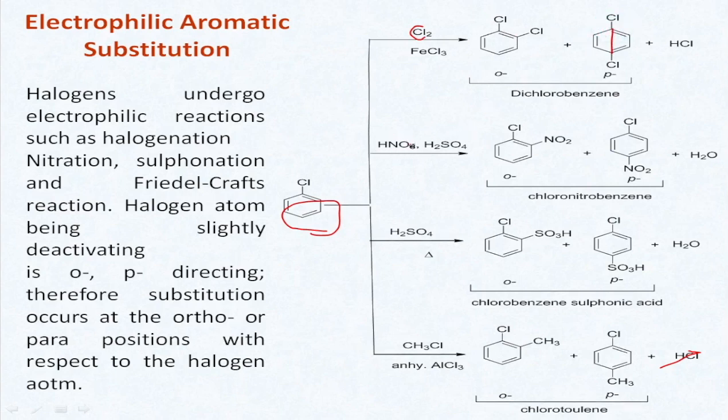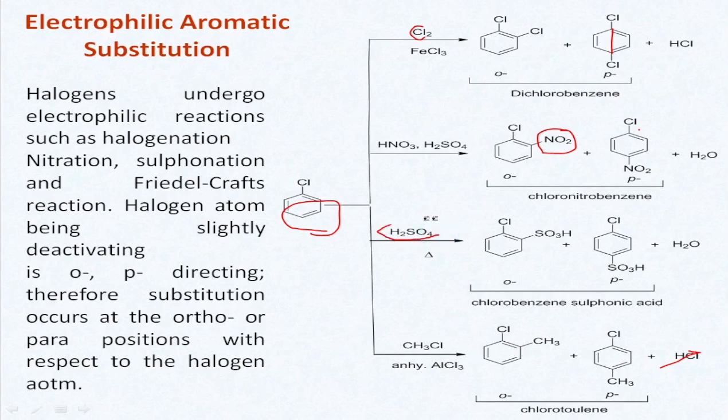Nitration: HNO3 reaction, on heating, adds NO2 at the ortho position. Ortho-chloronitrobenzene here, the second one, or para-chloronitrobenzene.